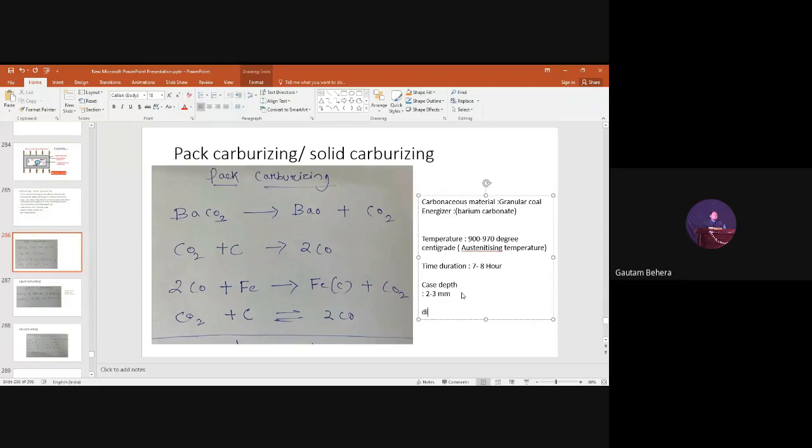So diffusion of carbon from source to surface. That means there is a carbon potential available, right? Carbon is at high potential at the source and at low potential at the surface of the steel. So obviously it will diffuse from the high potential region to the low potential region, to the surface of the steel.